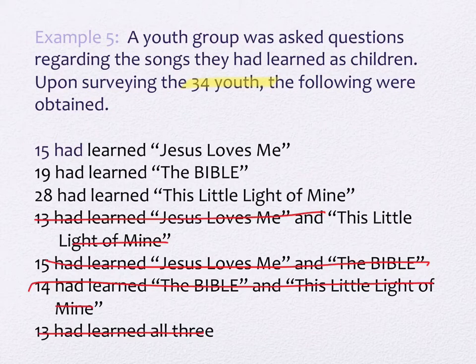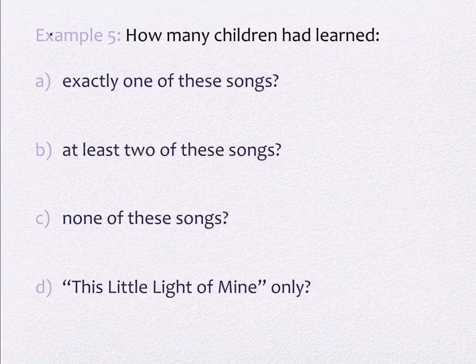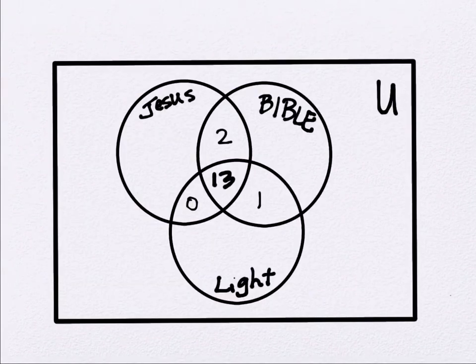I think we can probably just keep working our way up the whole time on this one, right? 28. 28 had learned this little light of mine. So over here, this little light of mine is the bottom circle. It has to add up to 28. So how many am I currently missing? 14. 14 is it? Yes. So I need 14 in the bottom circle.